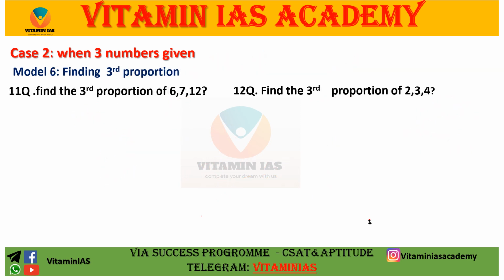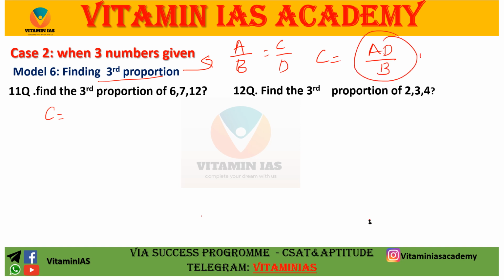In our next model, we are going to find the third proportion from the general equation, nothing but case number 2. Here the third proportion means C. So what is the formula for C here? Again write it, A by B is equal to C by D. Then the C value will be AD by B.